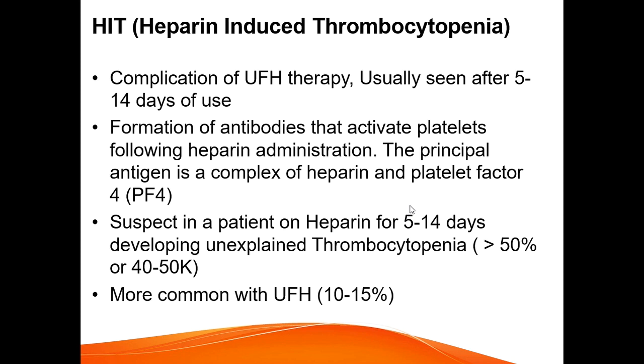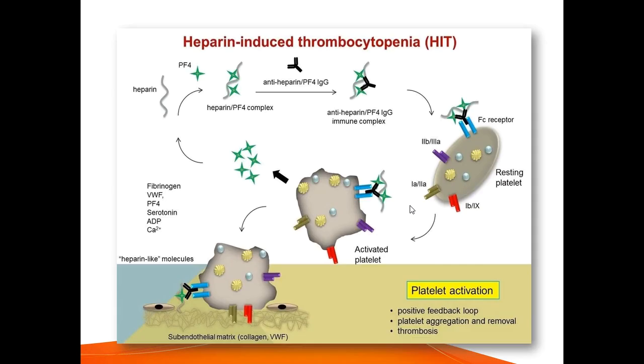So HIT is a complication of unfractionated heparin therapy, usually seen after 5 to 14 days. I'll tell you there are two types of HIT. Type 1 is not that aggressive, but this is the one which is more important. There is formation of antibodies. See, the heparin forms a complex with PF4 which acts as an antigen, and there is generation of IgG antibody against it.